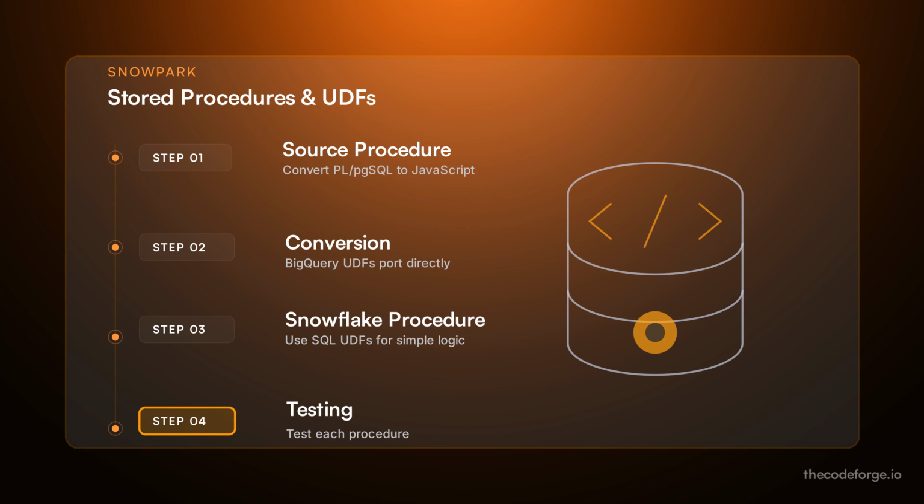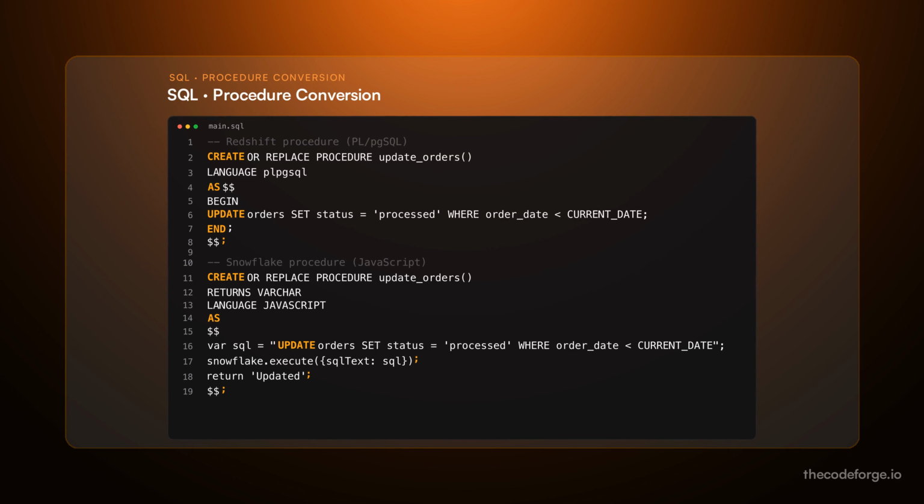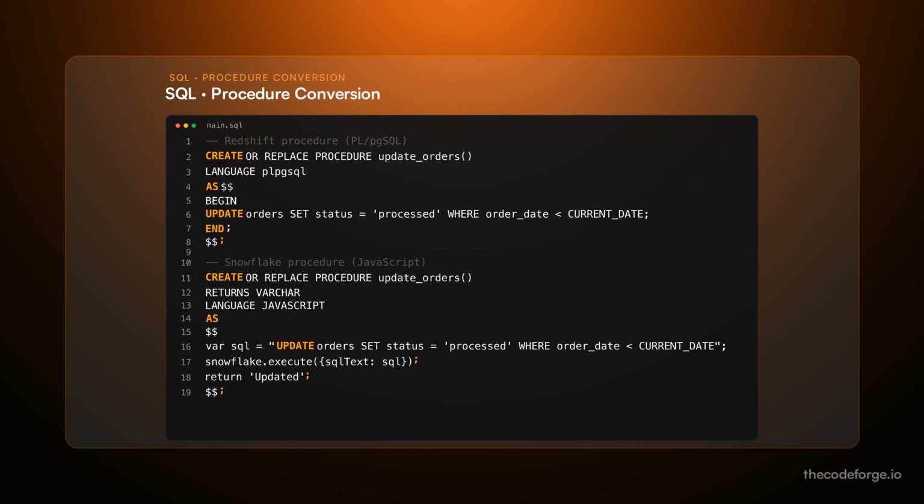Finally, test each procedure to ensure correct behavior. Here's a Redshift procedure converted to Snowflake's JavaScript syntax. Note the use of snowflake.execute to run SQL.